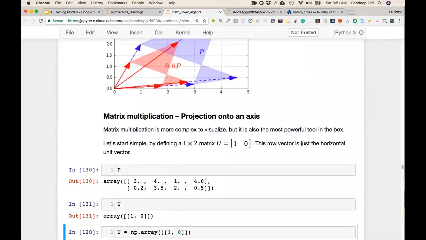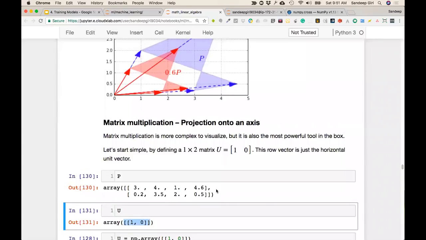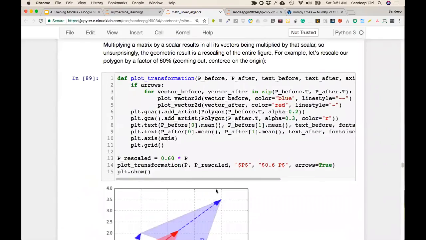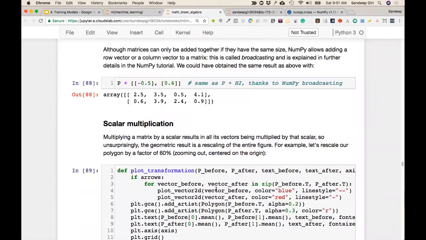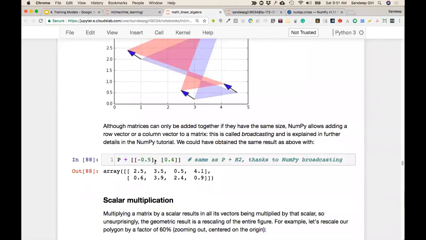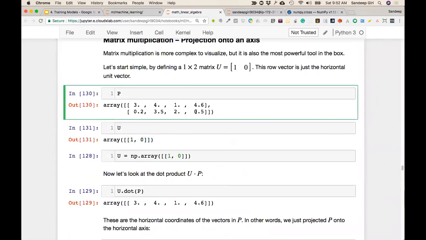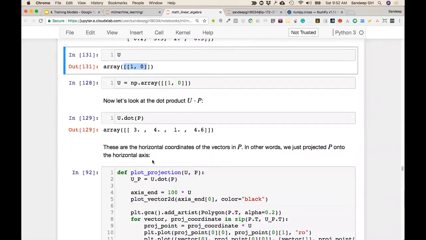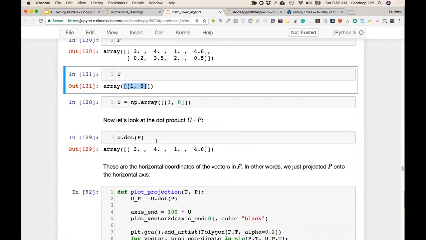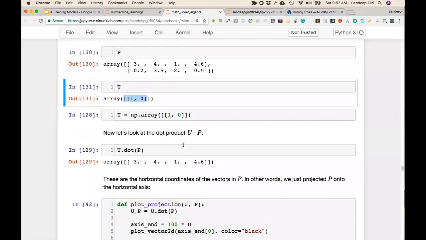U is just a simple matrix with kind of a single vector. What did we do here? So this is our matrix. P is our matrix, 3, 4, 1, and this. And U is another matrix with single values. It has only 1 and 0. If we say U dot P, what happens in case of U dot P? Basically, it has a single column, two values, two rows, single column.